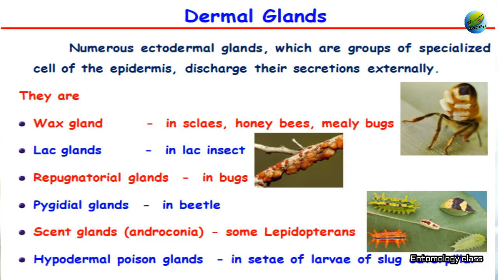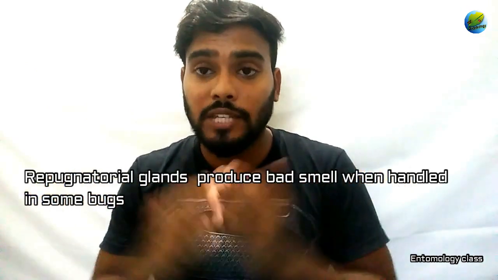As we already discussed, the insect's epidermis has different kinds of cells for different purposes, like the tormogen and trichogen. It also has the dermal glands, which produce various compounds, like wax glands in scales, honeybees and mealybugs, and the lac glands in the lac insect, which produce the lac, the commercial product, outside using these dermal glands. And some of the bugs use their repugnatorial glands in order to scare away their enemies. These repugnatorial glands are otherwise known as scent glands, which produce an offensive smell when it is excreted outside.